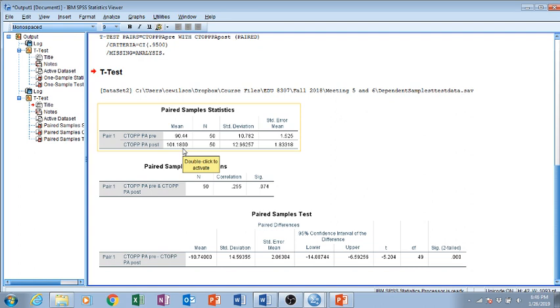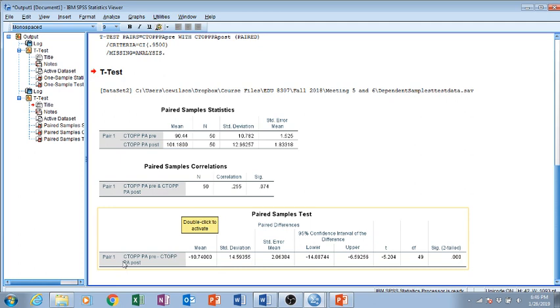It's not actually saying the mean difference is in fact 0. It's saying what's the likelihood we would have gotten this mean difference if the null is true. All right, so let's continue. We are not going to look at the paired samples correlation right now. We're going to move on down.